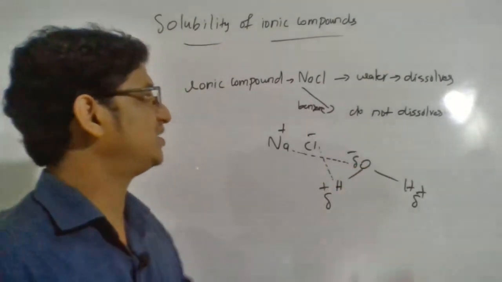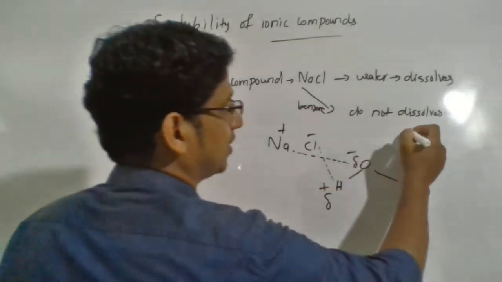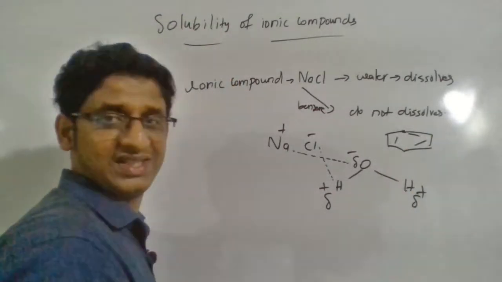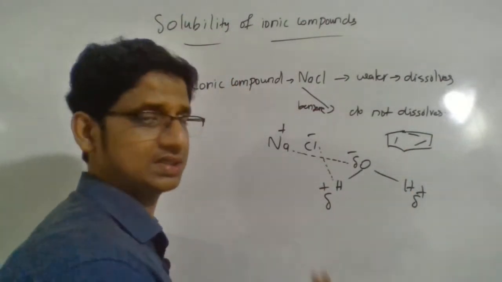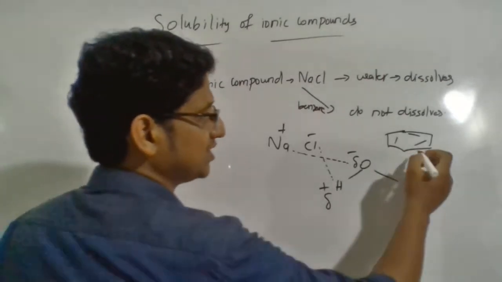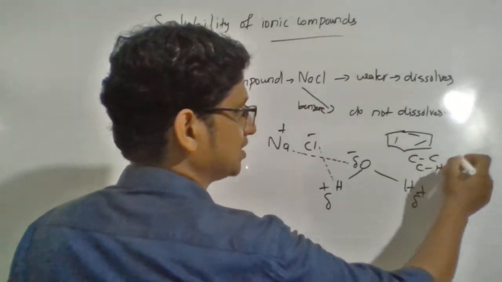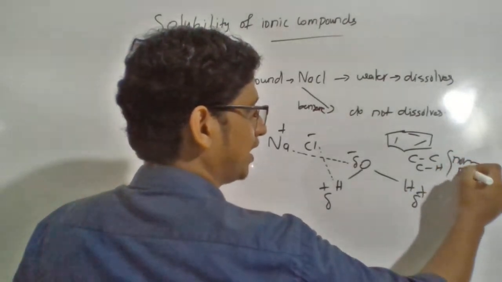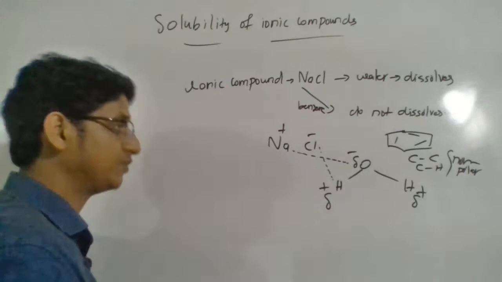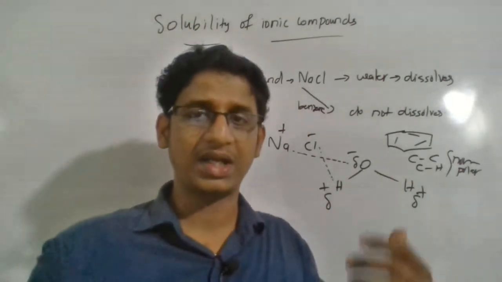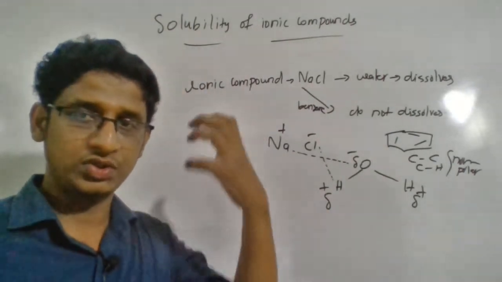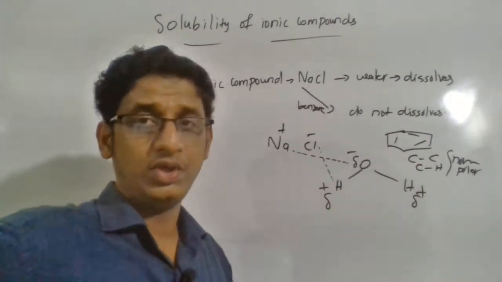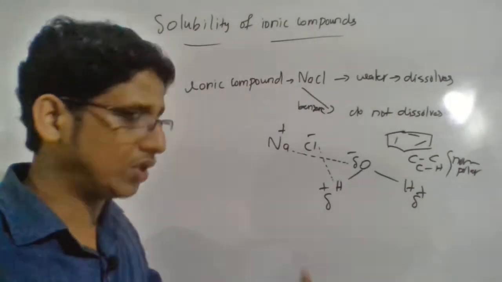Now, why does it not dissolve in benzene? Because we know the structure of benzene. Benzene is C6H6, a cyclic, highly stable structure. But what's the problem? Here you can see two types of bond: carbon-carbon and carbon-hydrogen. Both are non-polar in nature. Remember, carbon and hydrogen have similar electronegativity, which means the carbon-carbon bond and carbon-hydrogen bond are non-polar in nature. So definitely a polar solute like sodium chloride is not going to dissolve in benzene, because there is no solute-solvent interaction.